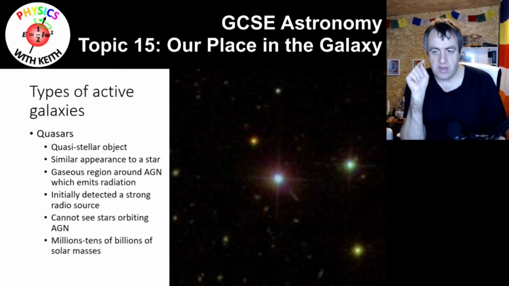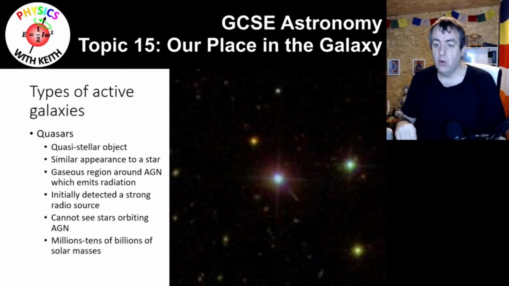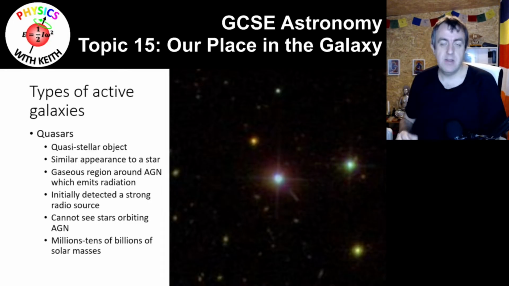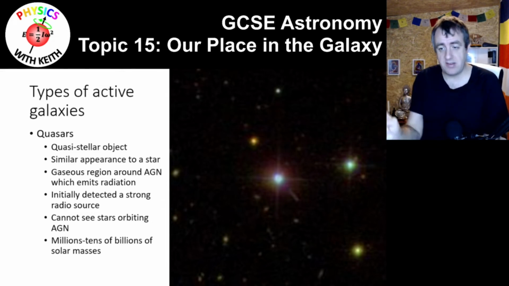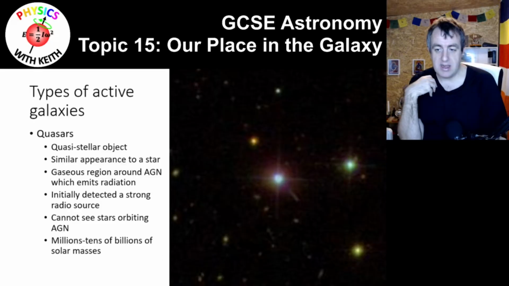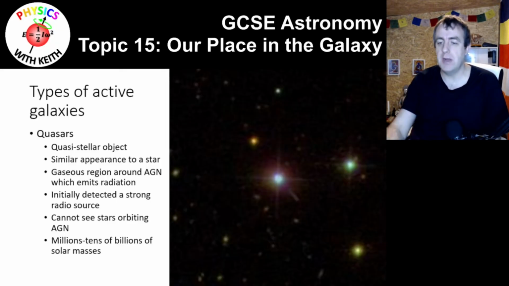What we think these are actually nuclei of galaxies where you can't see the stars orbiting them. So all you can see here is the active galactic nucleus itself. These have huge masses, millions to tens of billions of times the mass of our sun. We can see radiation coming from the region around the active galactic nucleus, but it's not stars, it's just gases. And I say just gases, these are excited gases because of how close they are to a black hole.